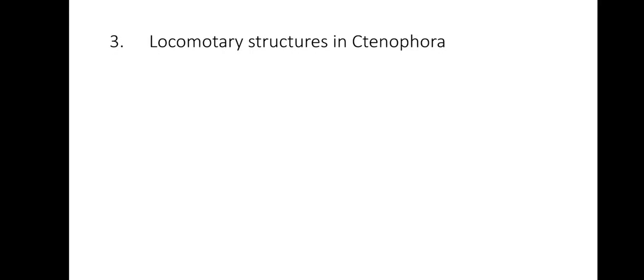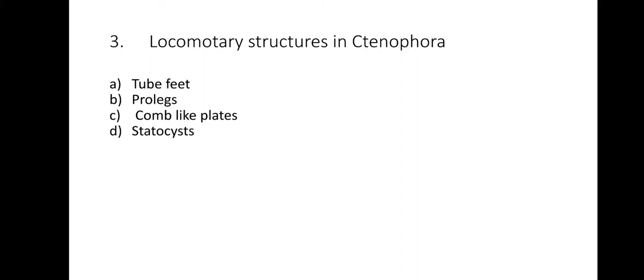The third question is locomotor structures in a Ctenophora. Okay, recall what we have discussed in the general features. So, is it tube feet? Are they prolegs? Or are they comb-like plates or statocyst? Again, you may not be having any difficulty in answering because the name Ctenophora itself is because of comb-like plates. Yes, the answer is C.